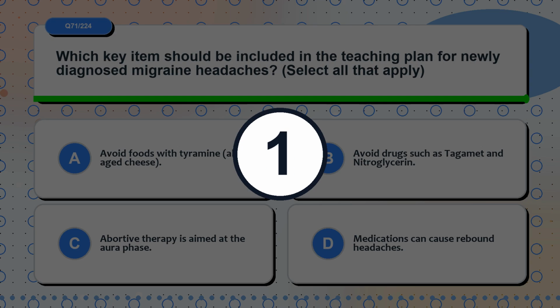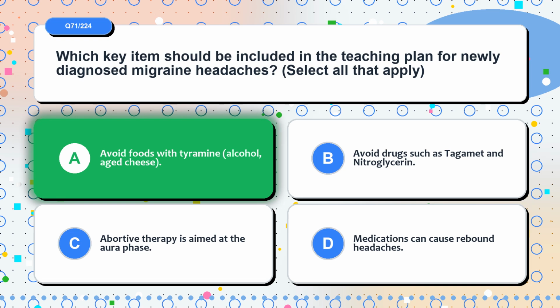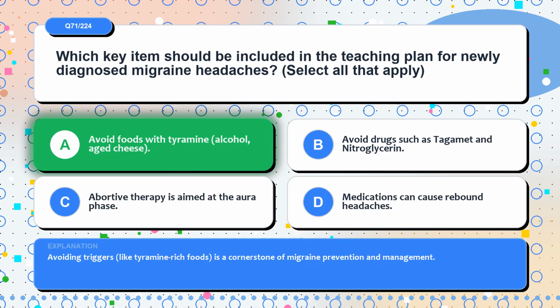The correct answer is option A, avoid foods with tyramine: alcohol, aged cheese. Avoiding triggers like tyramine-rich foods is a cornerstone of migraine prevention and management.